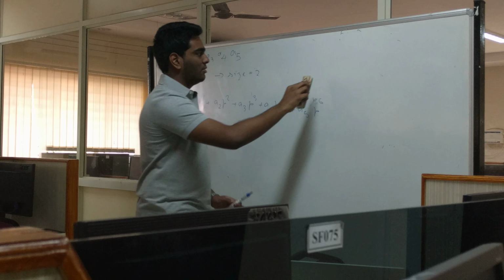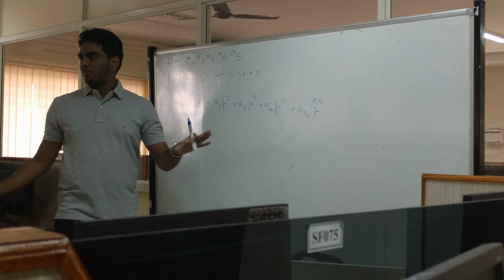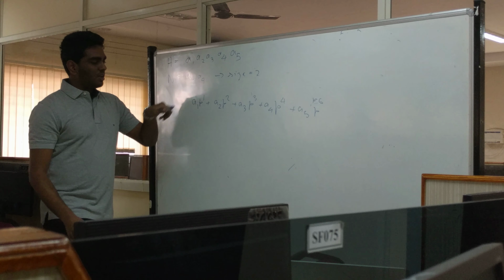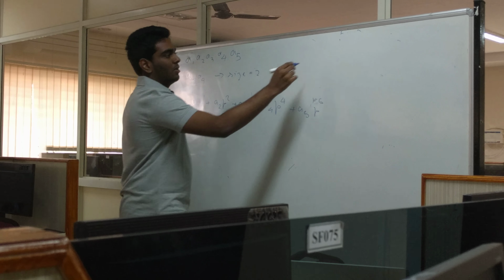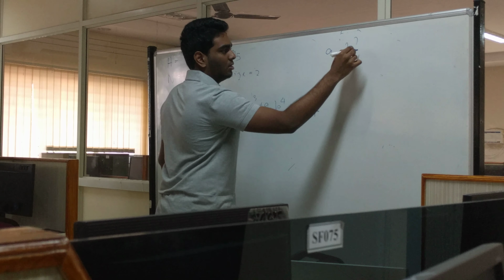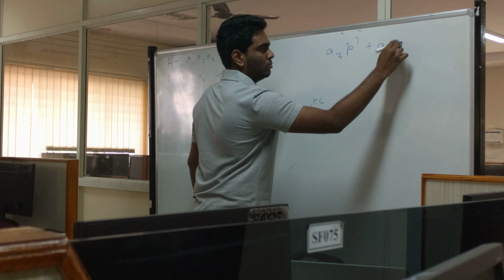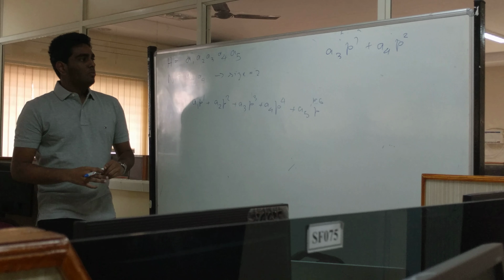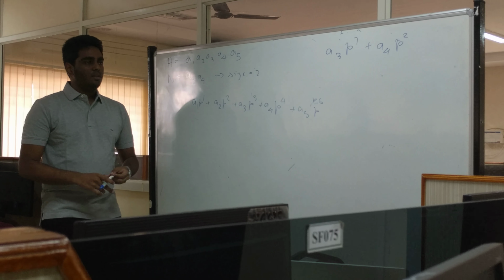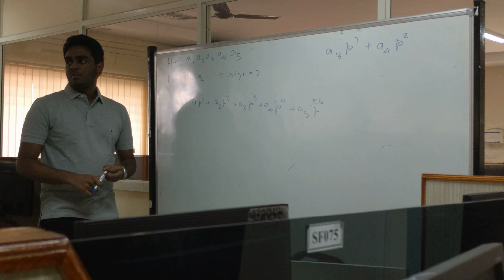And this will be, what are the hash value for this? Let's forget the mod m for now. What will the hash value for this be? A3 p power 1 plus A4 p power 2. Okay. So now you tell me how will we check if this has that.